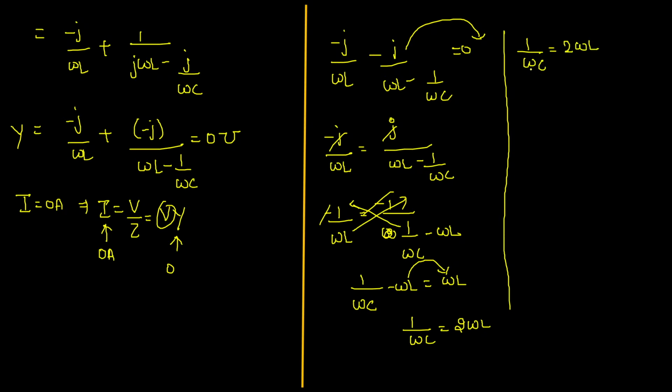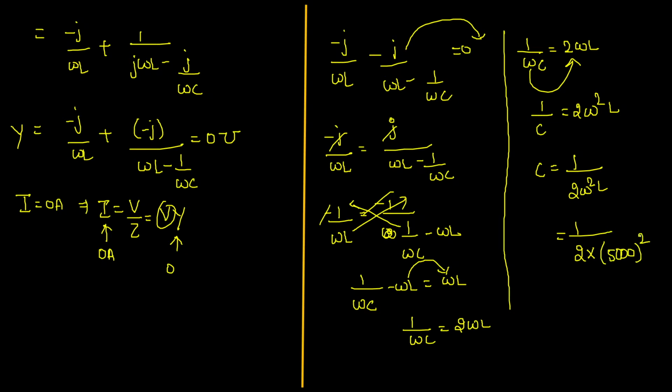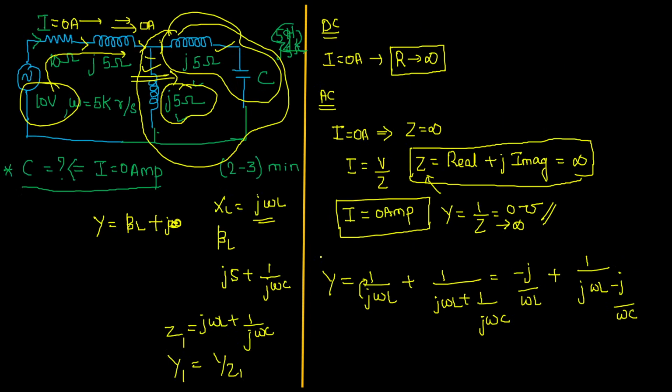So pass this omega to the left hand side, right side. 1 by C equals 2 into omega power 2 into L. If I take the reciprocal on both sides, C is equal to 1 upon 2 into omega power 2 into L. So from this, 1 by 2 into, what is the value of omega? Omega 5k they told, right? So it means 5000 square into the value of L is how much?